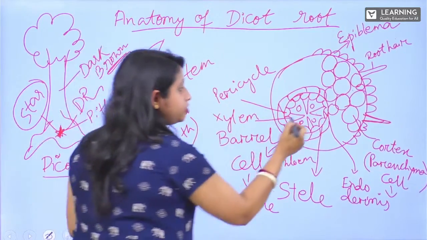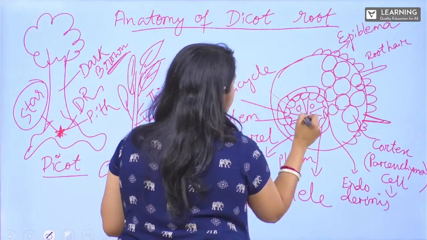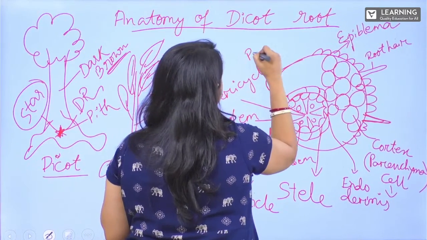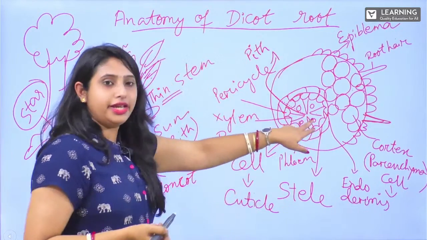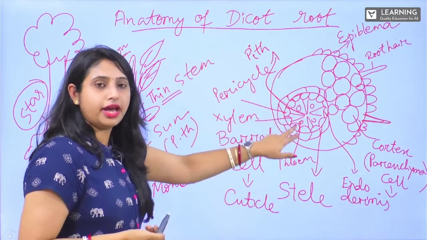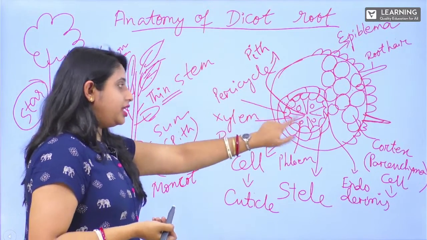So here can you see the pith? This is your pith. Okay. So this pith will be very, very less. Here the pith is very, very less in case of your dicot roots. So in case of your dicot roots, the pith is very, very less.